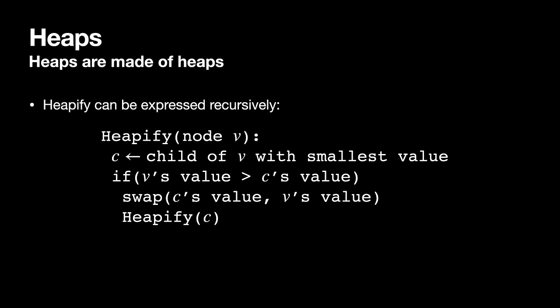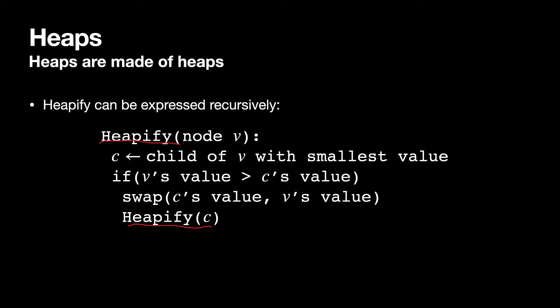Let's go ahead and express the Heapify algorithm as a recursive algorithm. We'll define the Heapify algorithm as starting at a particular node. The first thing we need to do is find the child of that node with the smallest value, and then we'll compare the original node V's value to the value of its smallest child. If V has a greater value in our min heap, we'll need to swap it down with the minimum child's value. So we'll do a swap. And then we can start the process over recursively at the subtree. So we'll do a Heapify starting at that smaller child.